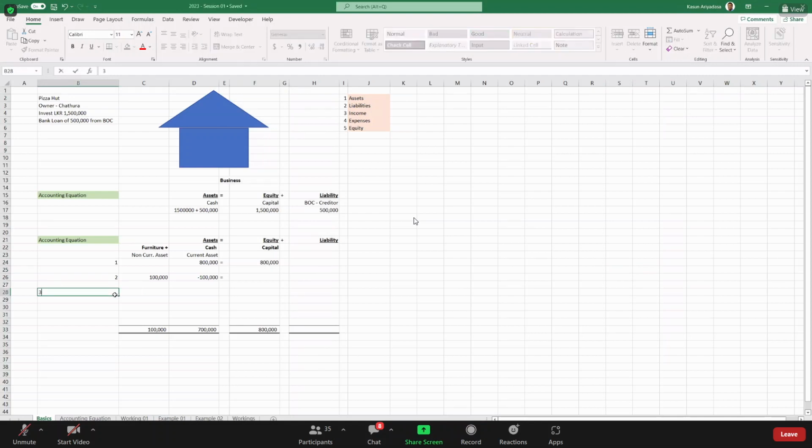And there is the third transaction. That is, they're taking a bank loan of 300,000. That means our total assets will increase by 300,000. Total cash asset will increase by 300,000. And also now we have a liability towards Bank of Ceylon or bank, 300,000. So there is a liability towards bank, 300,000.